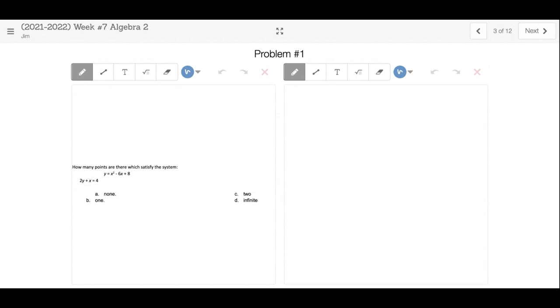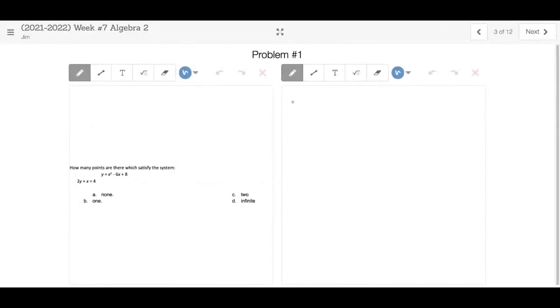All right, so in this problem here, it says, how many points are there which satisfy the system? y is equal to x squared minus 6x plus 8, and 2y plus x is equal to 4. Now, if I was going to do the practice problems, I'm just going to throw it into Desmos to get my answer. And remember, we could have no solutions, 1 solution, or 2 solutions.